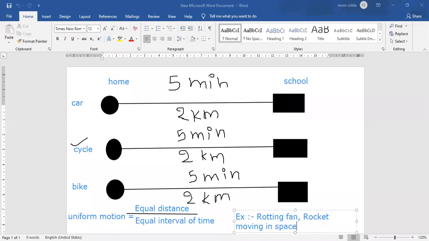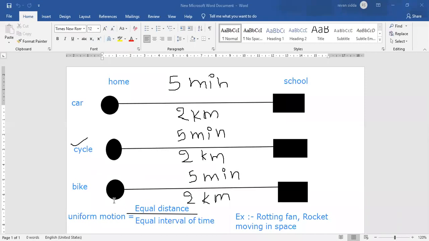Right, a rocket moving in space is an example of uniform motion. Equal distance in equal interval of time is called uniform motion. Remember, everyone, in the exam, if this question appears, you need to write the definition from starting to ending: if an object covers equal distance in equal interval of time, then the motion of the object is called uniform motion.